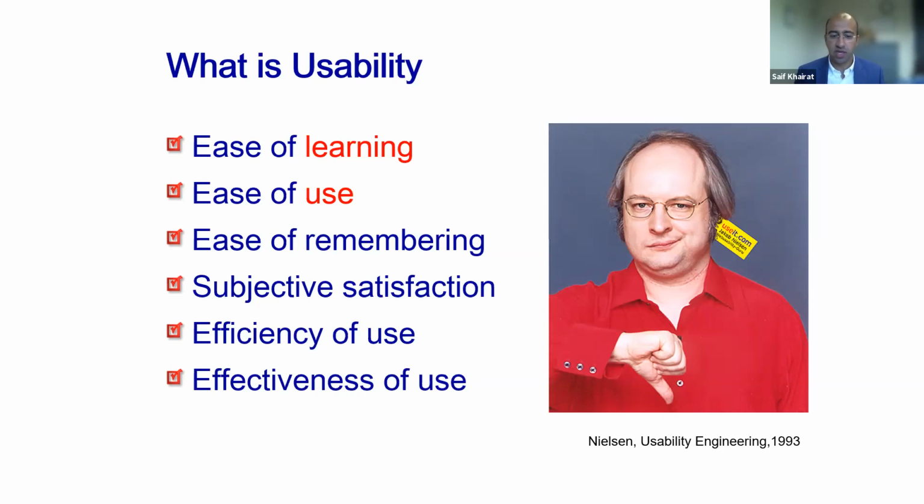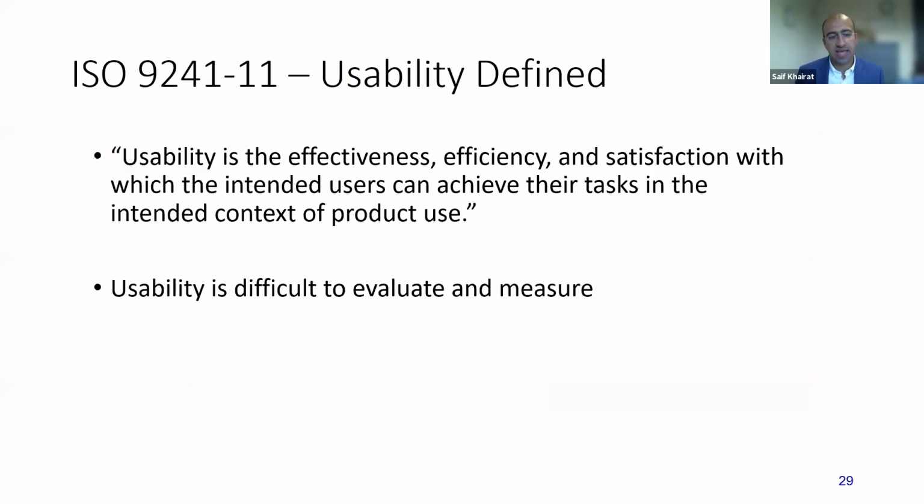Satisfaction is the big thing. Efficiency and effectiveness. Effectiveness is measured as minimizing the number of errors that a person encounters during their task in the EHR. It is defined as the effectiveness, efficiency, and satisfaction.